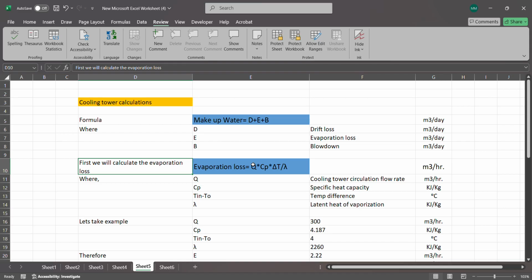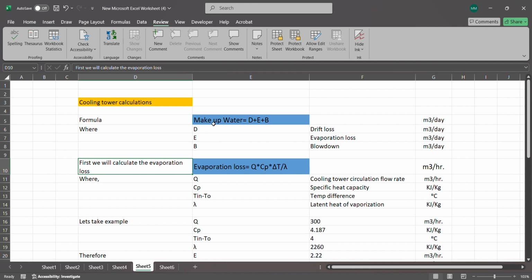Today we will learn the basic calculations related to the cooling tower. You may be working in production, utility operations, or on a new project development, and you want to know how much water a cooling tower requires a day to make up, right?